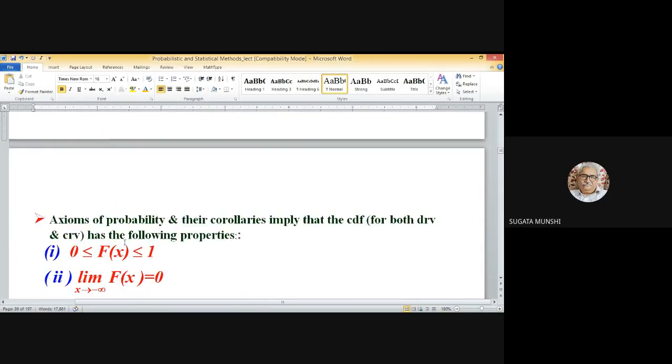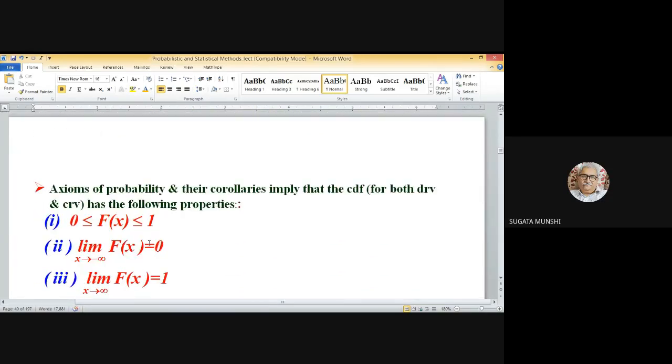Now this is, I'll consider that later. Now the axioms of probability and their corollaries, if you use them, you can land up with these properties of cumulative distribution function.